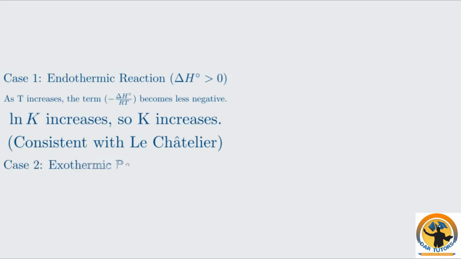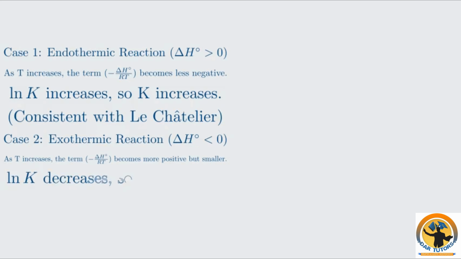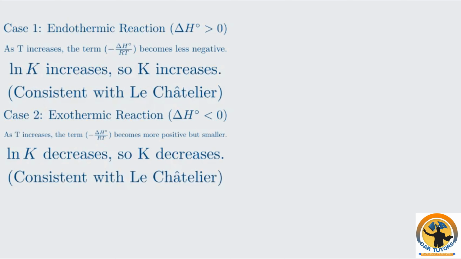For an exothermic reaction, delta H naught is negative. The term minus delta H naught over RT becomes positive. As T increases, this positive term becomes smaller. Delta G naught becomes more positive, and K decreases, again matching Le Chatelier's principle. So, thermodynamics provides a quantitative explanation for these observed shifts.